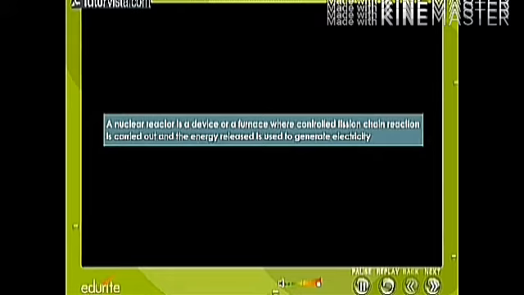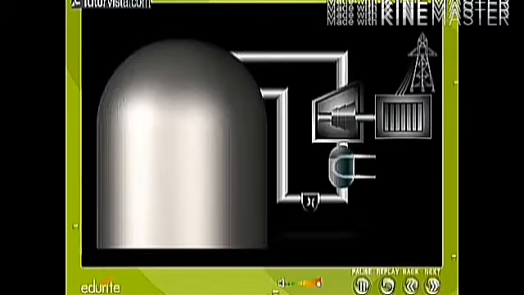Nuclear reactor. A nuclear reactor is a device which undergoes nuclear fission reaction in a self-sustained and controlled manner to produce electricity or electric current. The first nuclear reactor was built in 1942 at Chicago, USA.